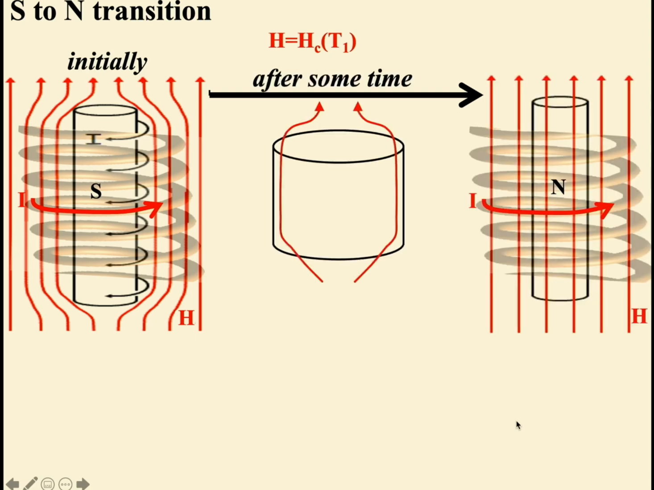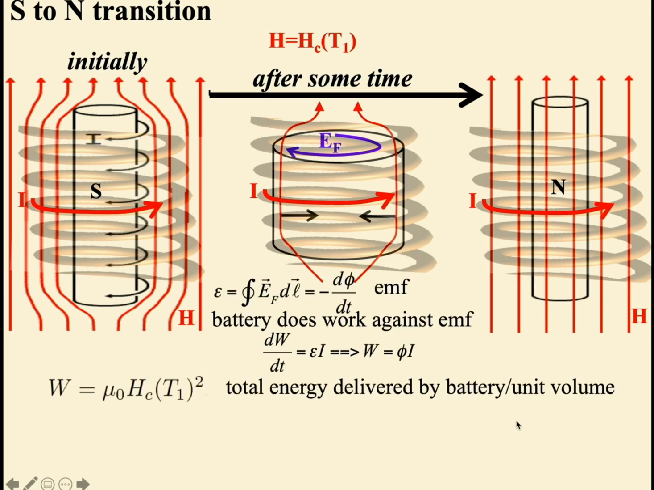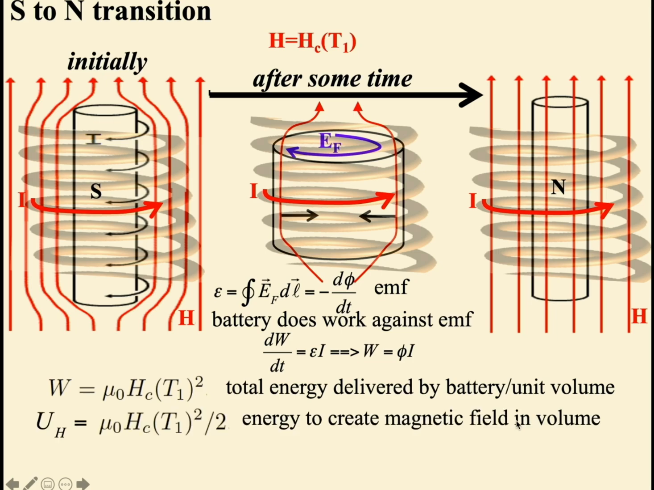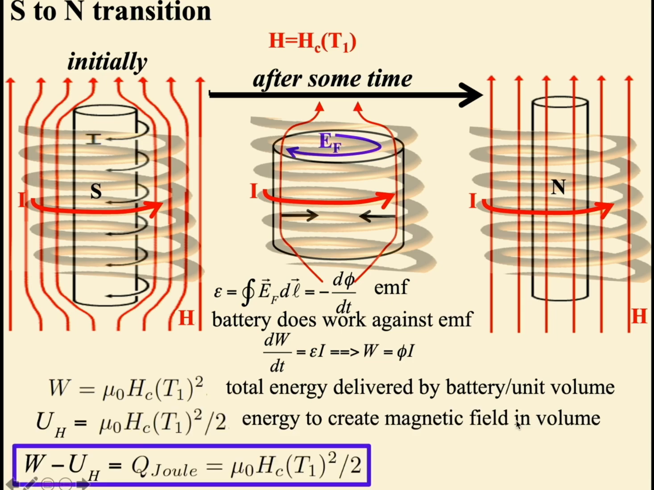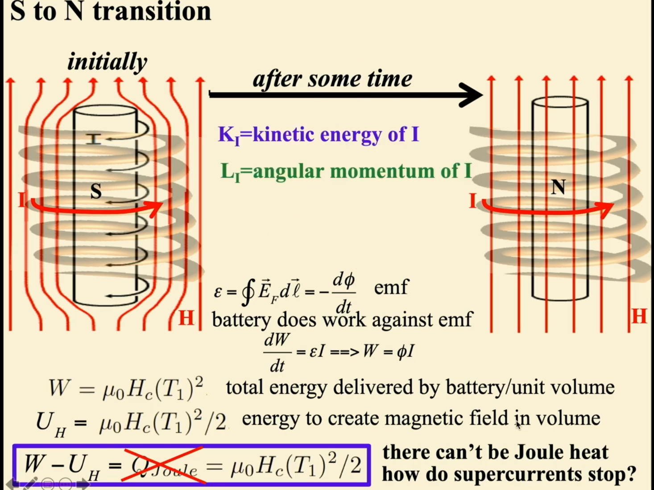The same initial state, exactly the same considerations on the work done by the battery creating this current will give you exactly the same thing. And this is again the energy of the magnetic field, except that we cannot have Joule heat here because of what I said, that this has to be a reversible transformation. So how do all the supercurrents that exist initially and get induced in the process, how do they stop without generating Joule heat? That is the question.